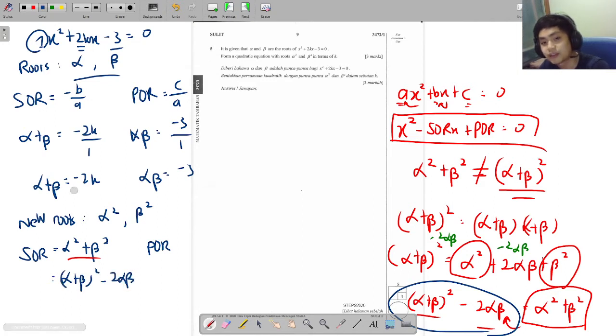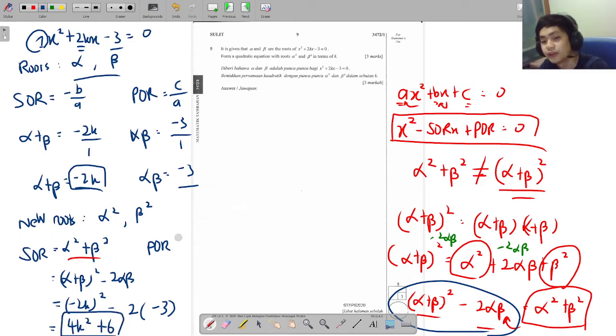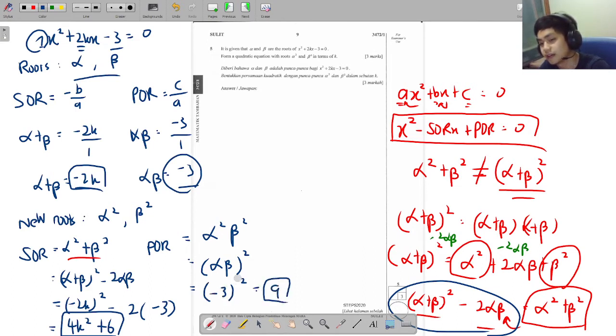And from the previous equation, I know what alpha plus beta is. It is negative 2k, so it's (negative 2k) squared minus 2 times alpha beta, which is negative 3. So it's 4k squared plus 6. So this is my SOR. My POR is alpha squared times beta squared, and you can factorize the square here. So it'll be (alpha beta) squared, and alpha beta is given as negative 3, squared, so we have 9 here.